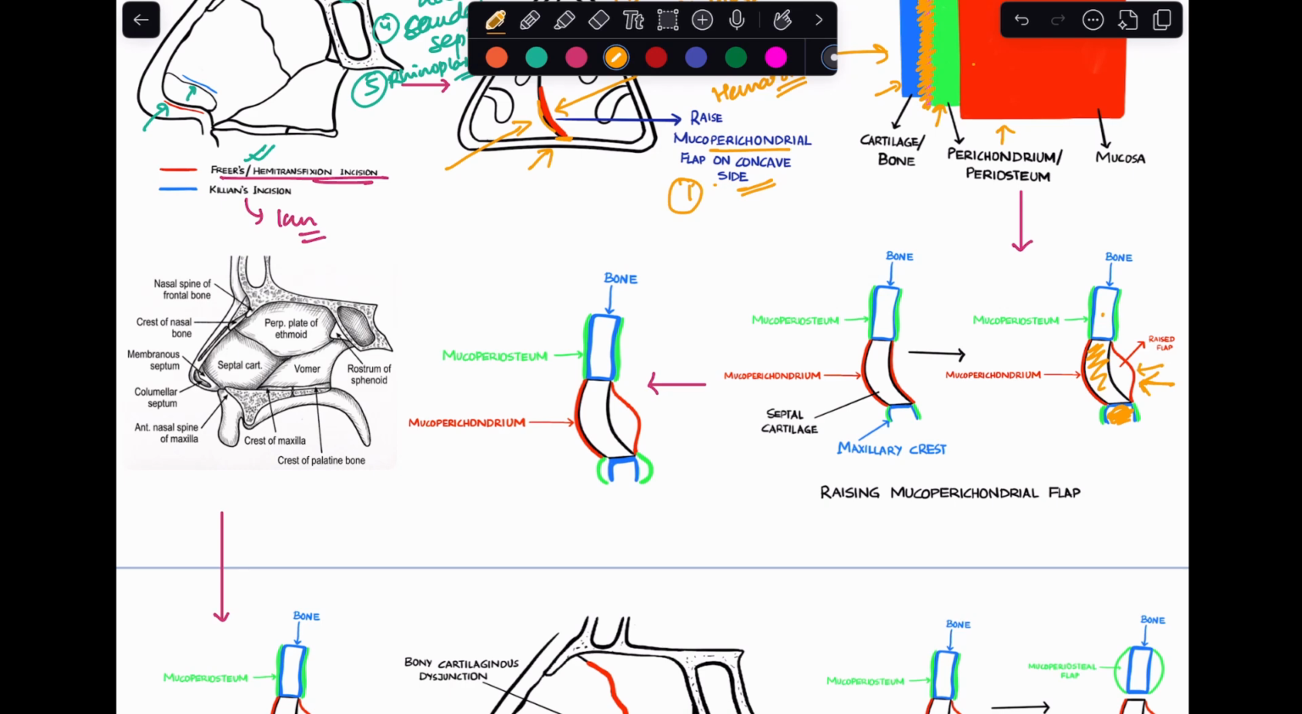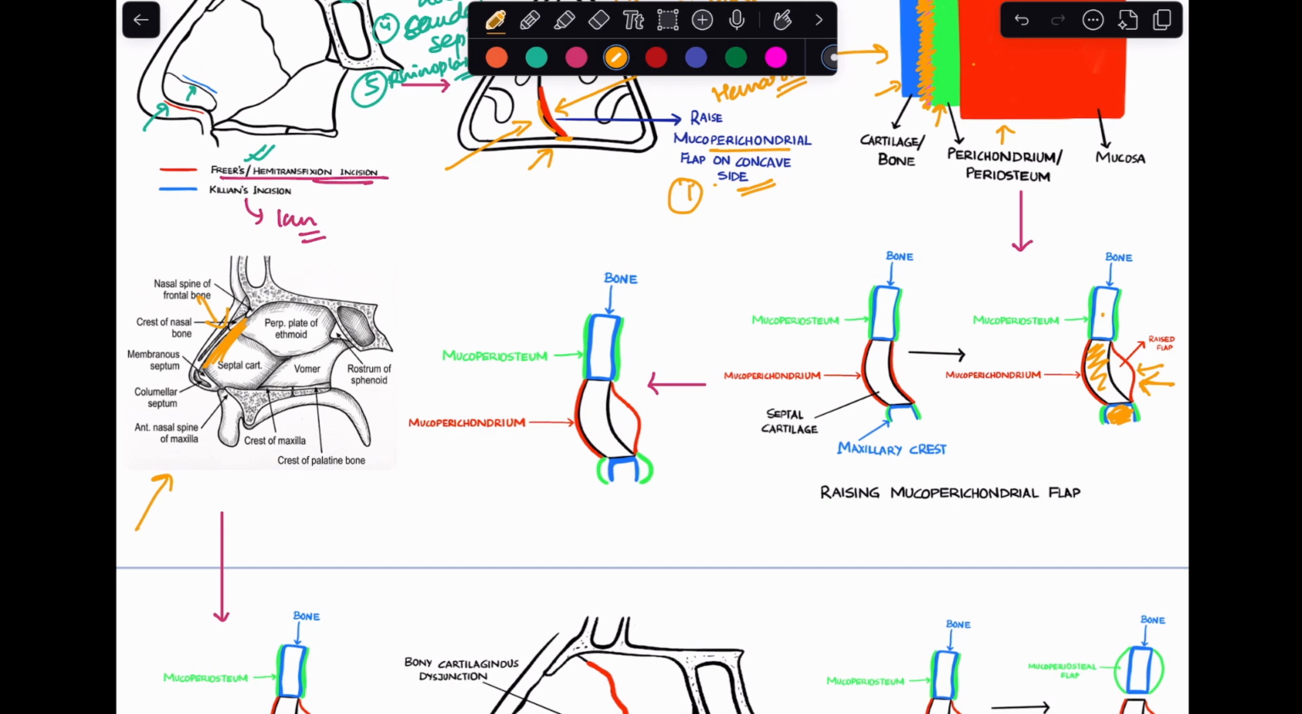Then after this, we have to determine how much we will extend, how much we will elevate the flap. This mucoperichondrium can be, first of all, readily elevated. Let's look at the image here. It can be readily elevated up to the dorsum. This is your dorsum. But it should not reach the attachment of the upper lateral cartilage with the septum. So that will be our extent on this side.